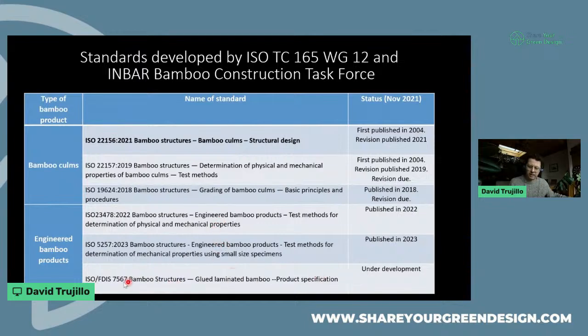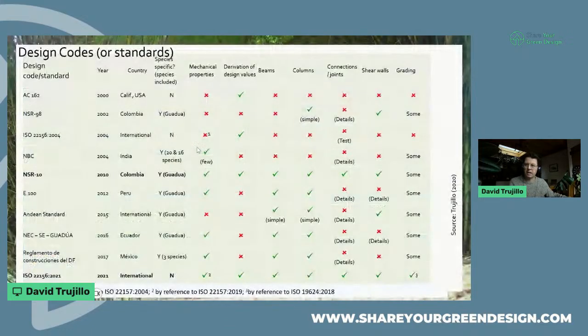There is this one that's being currently developed about specifying how the laminated bamboo product should work. So these are available. In fact, these first 4, for anyone who's listening to me from the UK, are already British standards. So you can buy them from British Standards online as BES and that name afterwards. There are codes and standards from across the world.